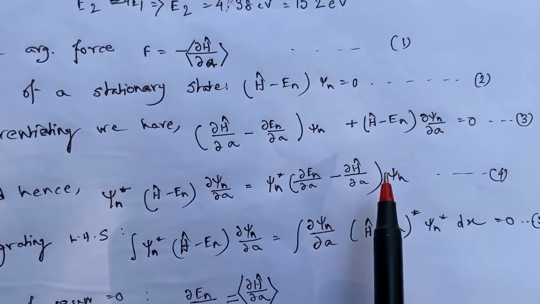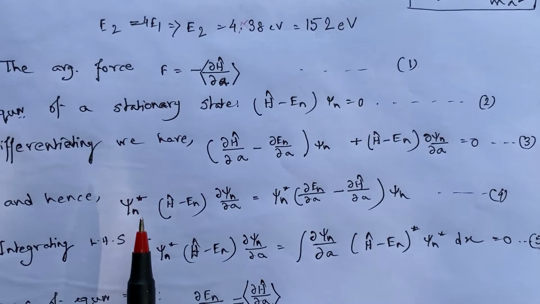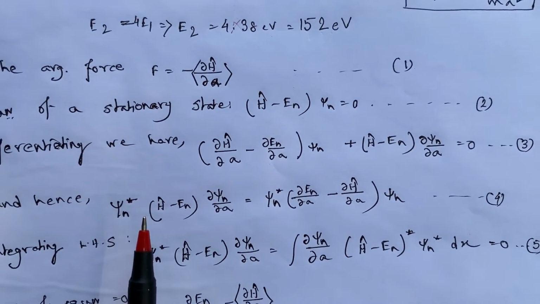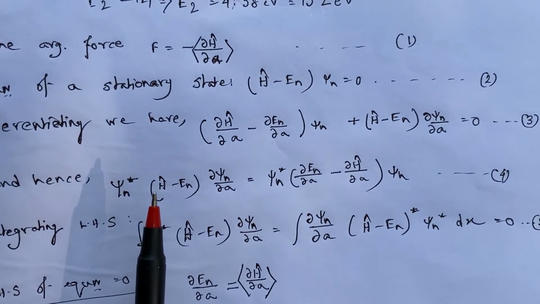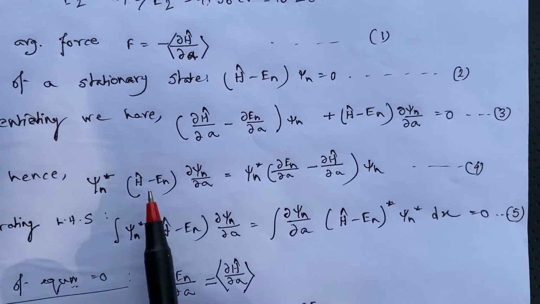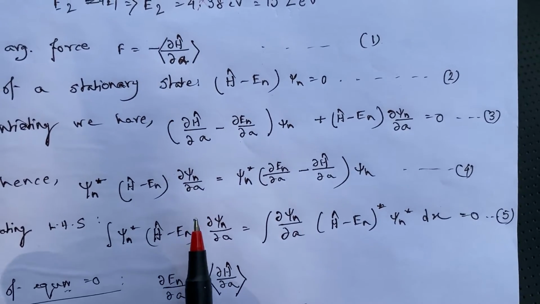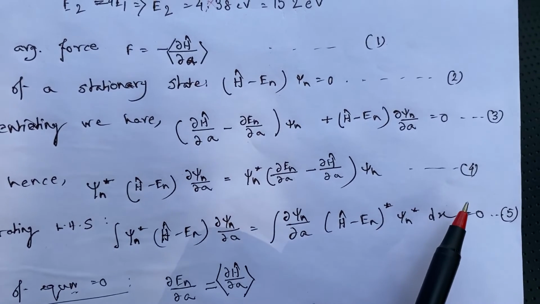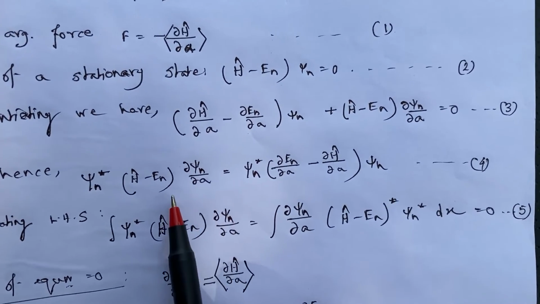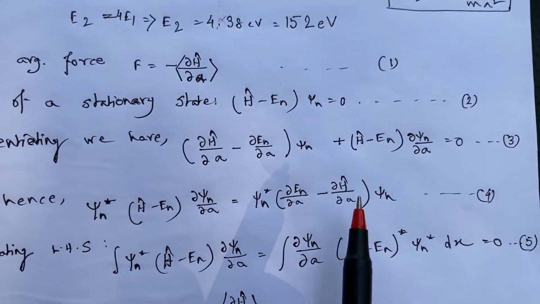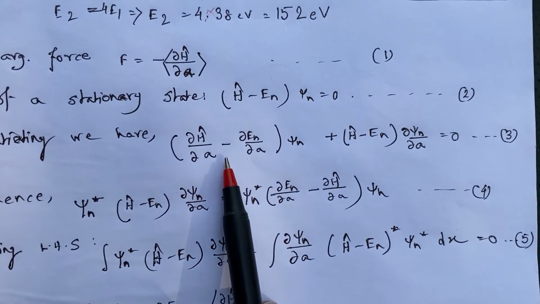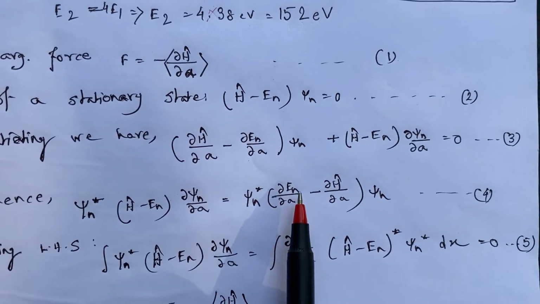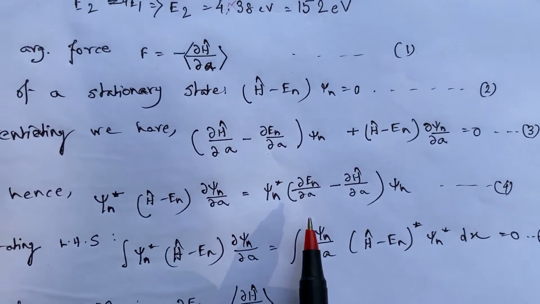This is equation 3. So if we multiply with the psi n star, that is, generally we consider the wave functions as complex quantities, if we multiply this equation with the psi n star, we get equation number 4. Please take care of the minus sign here. I have switched the terms. Here I have minus del A of En. Here we have plus del A of En, because we have made a side change.